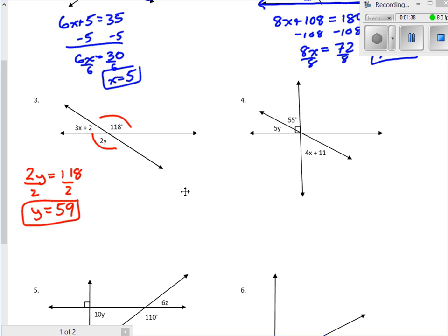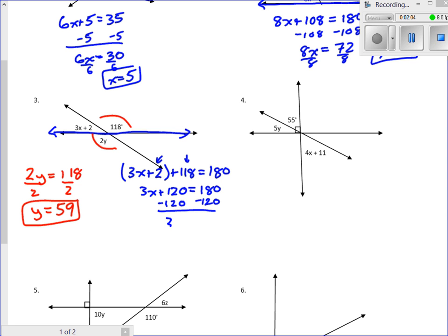And then the 3x plus 2 and the 118, those two form that line. So 3x plus 2, that particular angle, plus 118, that's 180. If I combine some like terms, 3x plus 120 equals 180. If I move the 120 over, I'm left with 3x equals 60, and if I divide both sides by 3, x equals 20.